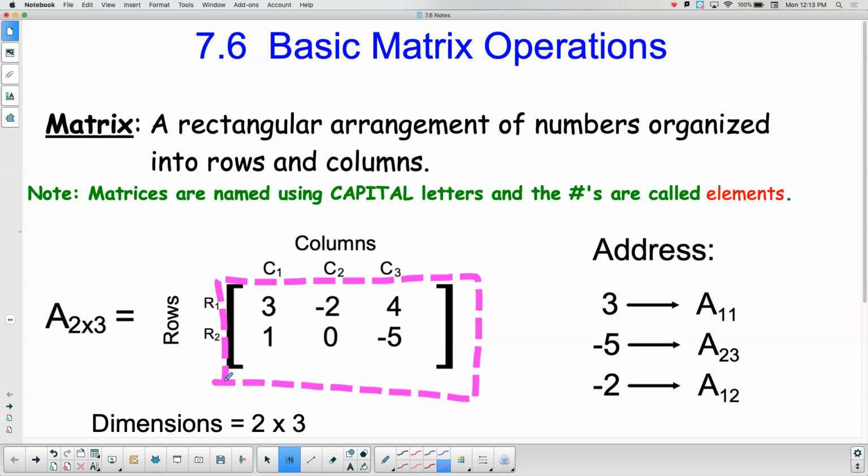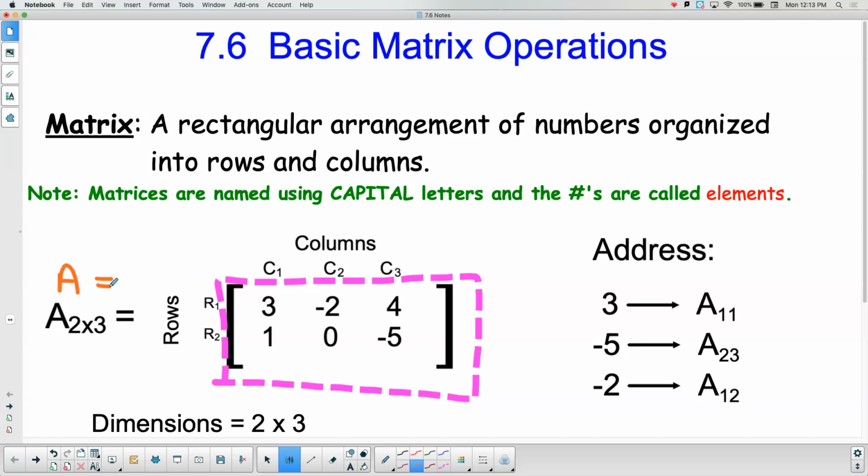It's got rows. In this case, it's got 2 rows. It's got columns. In this case, it has 3 columns. There's enough space in between both so that you can distinguish between the two. It's got a capital letter for its name. In this particular case, it's matrix A. Sometimes the name also comes with the dimensions. That's the 2 by 3. That's the dimensions of the matrix. 2 rows by 3 columns.